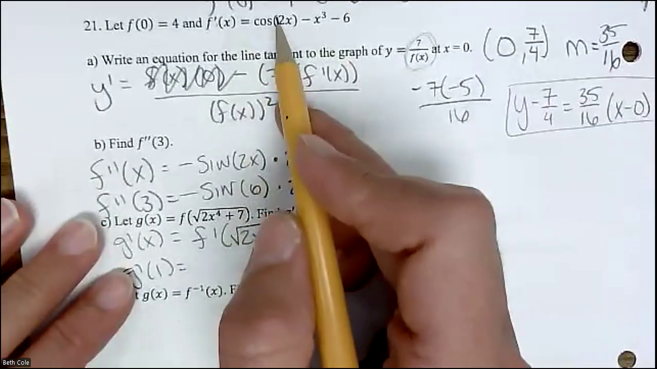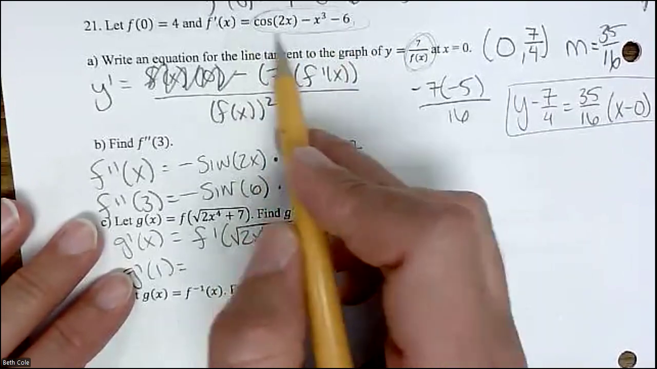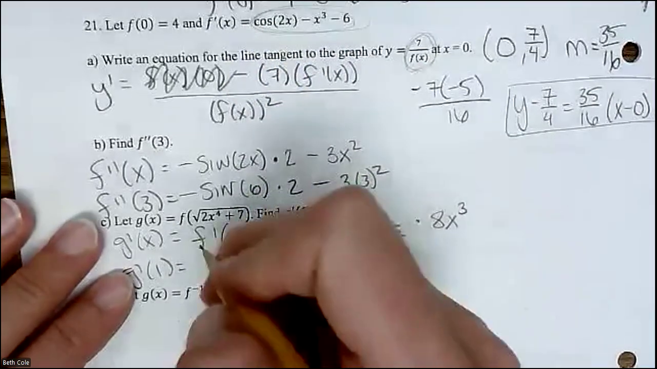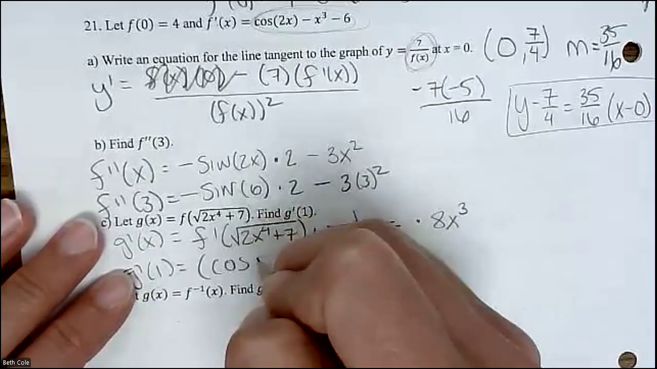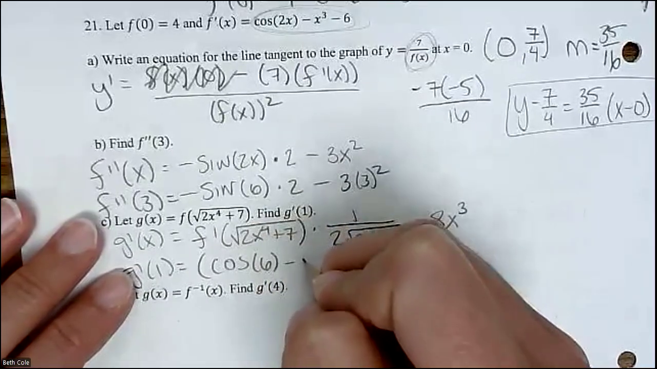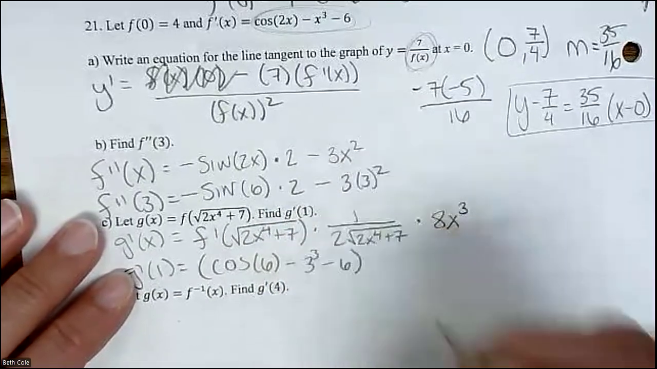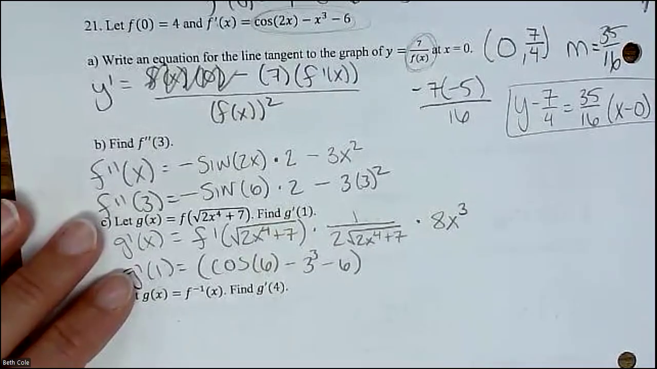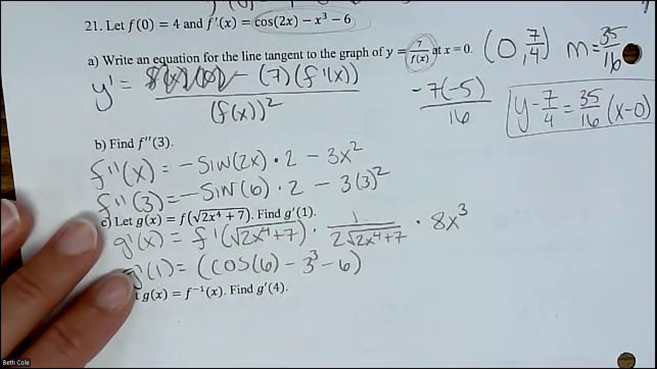We're going to do f prime of 3. Come back up here. This is f prime. All we're going to do is plug in 3. That's f prime. We want f prime of 3. So it is cosine of 6 minus 3 cubed minus 6. Leave it alone. You want f prime of 3? They gave you f prime. Just copy it and plug in 3. That's it.